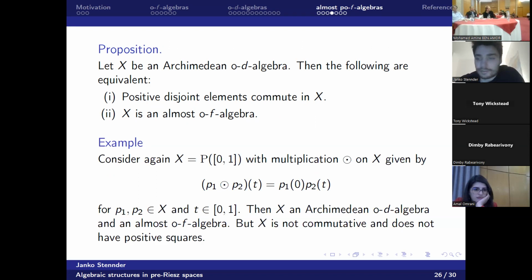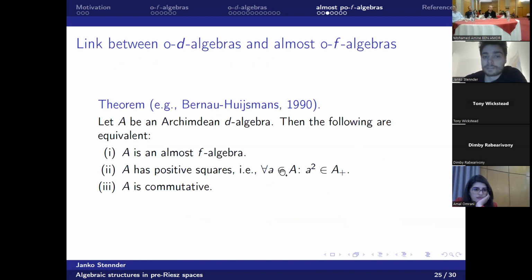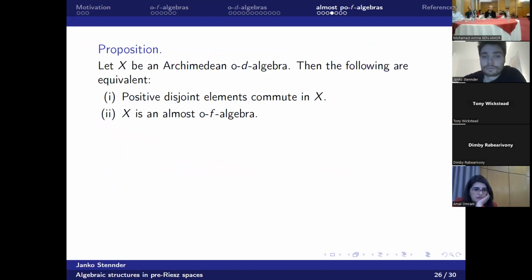And for this, we can again consider the multiplication I gave you in the beginning. Because of the representation theorems, we know that this is an Archimedean OD algebra. And because it's disjointness free, this is also an almost OF algebra. But yeah, the space is not commutative and also doesn't have positive squares. So the result from Bernau and Huijsmans is in general not true.